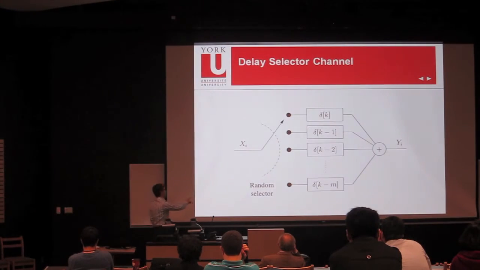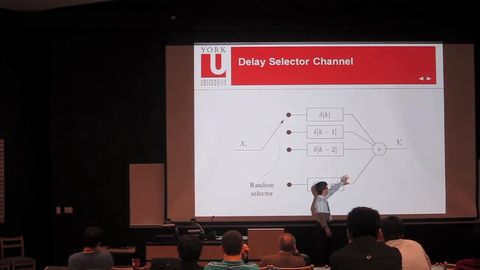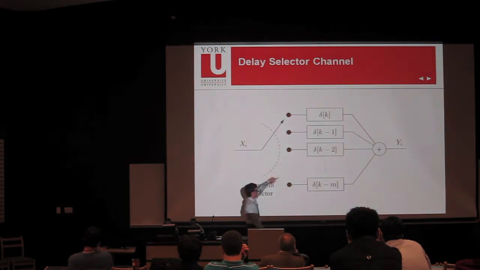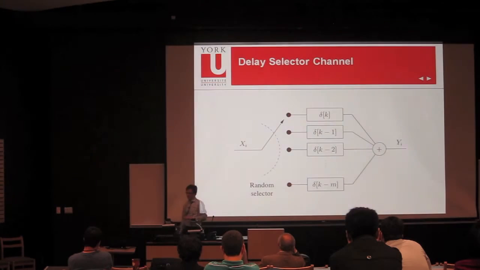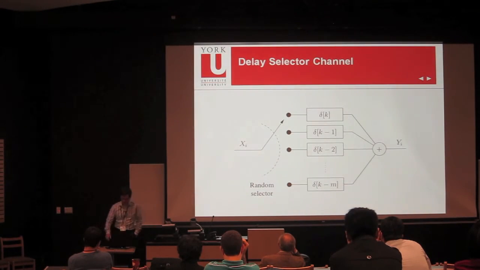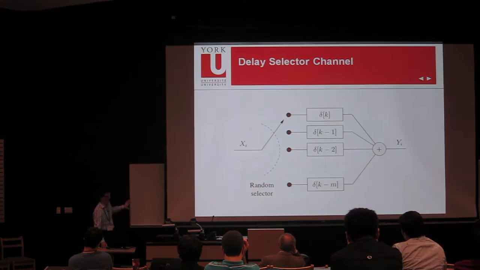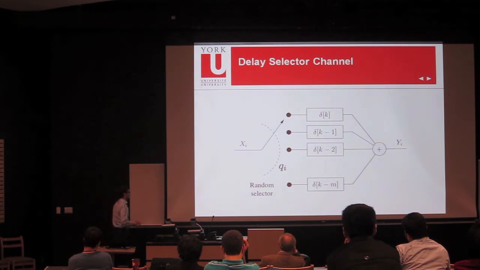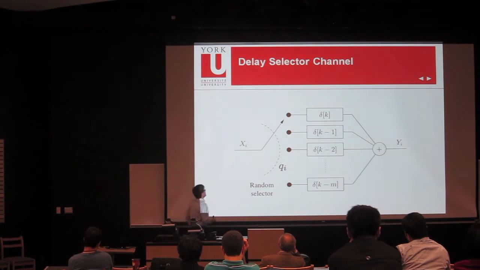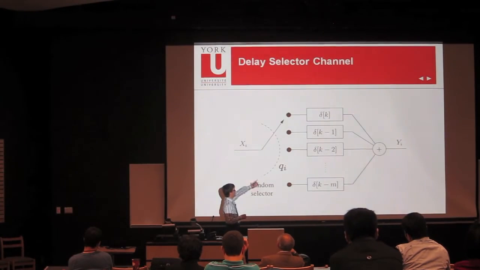At the output, we have this summation. If x is passed to one of these delay lines, we assume that the remainder are grounded at 0. And then at the output, we just take the sum of all the channel uses that arrive at the same time. The channel parameters are q_i. So here we represent the random selection of one of these delay lines by a switch.